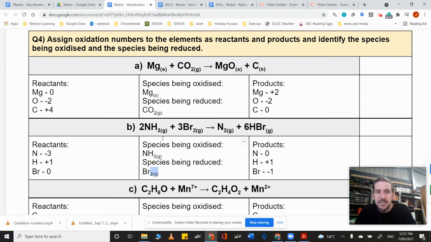That is how you identify what's being oxidized and reduced using oxidation numbers. Assign oxidation numbers to the reactants, assign them to the products, and then if you see an increase in oxidation number, that means electrons are being lost from that thing.